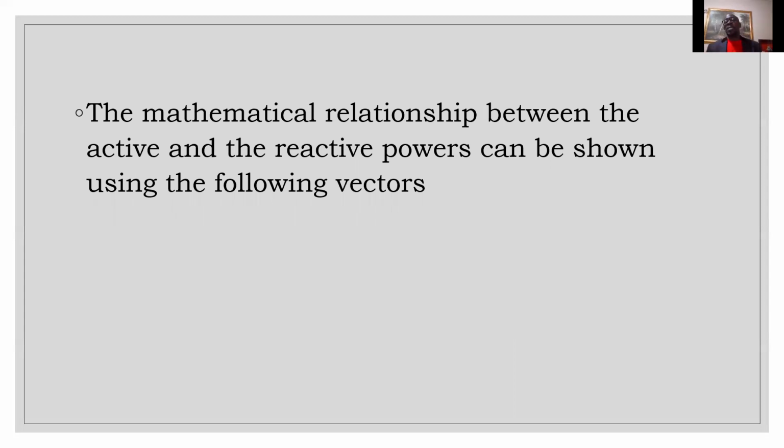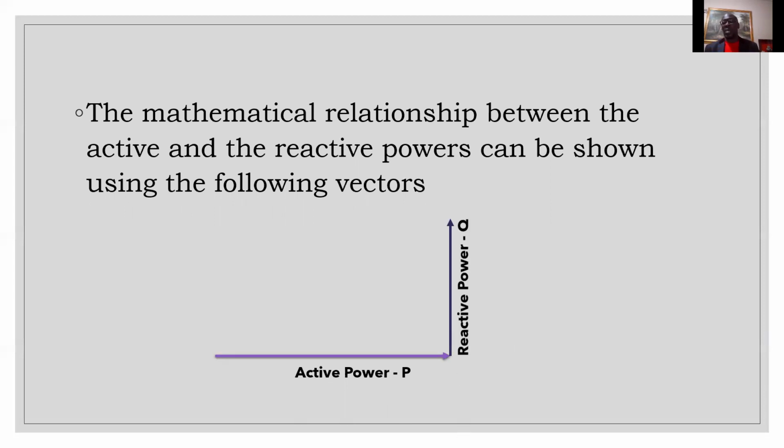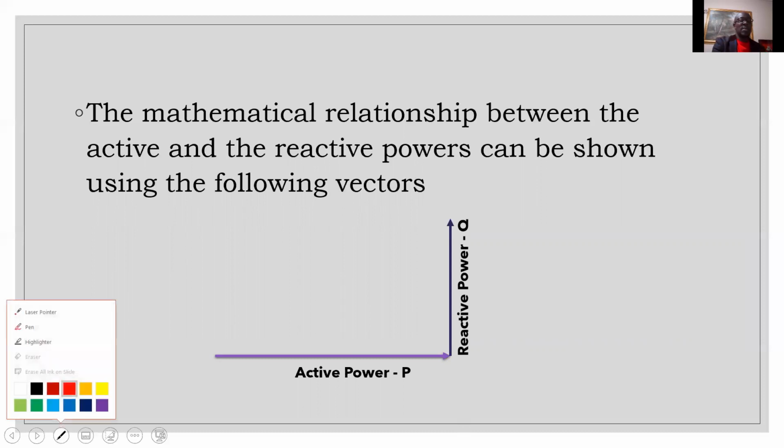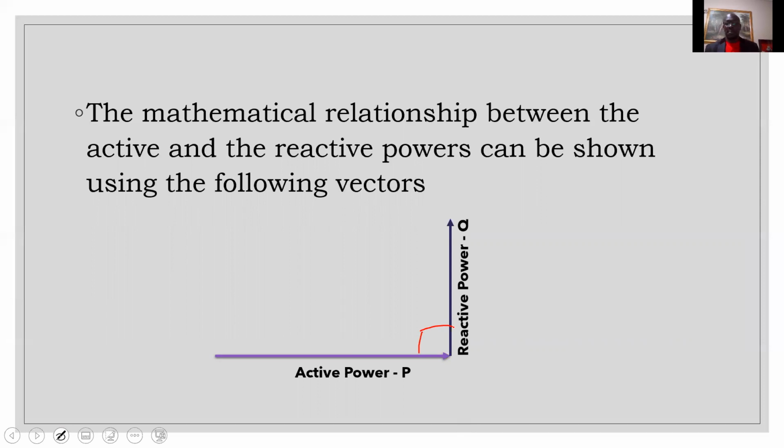Now, the mathematical relationship between the active and the reactive powers can be shown using vectors. So for the active power, that will be on our horizontal, and for our reactive power, that is on our vertical. So we have P on the horizontal, and we have Q on the vertical. And of course, they are at right angles to each other, right? So we see a right angle there.